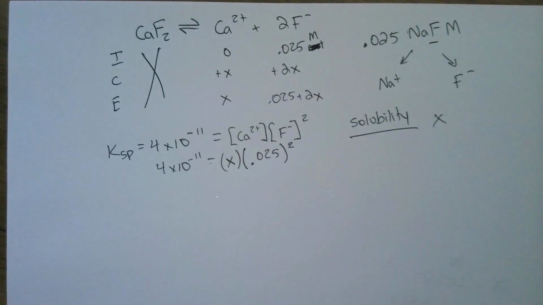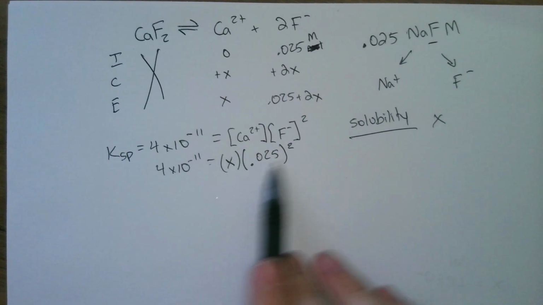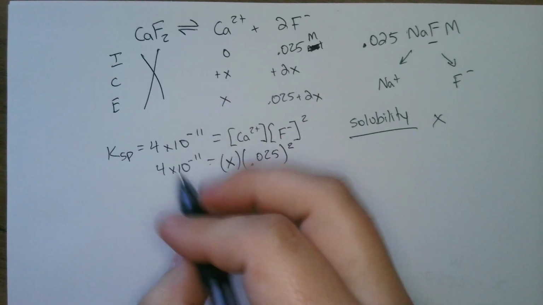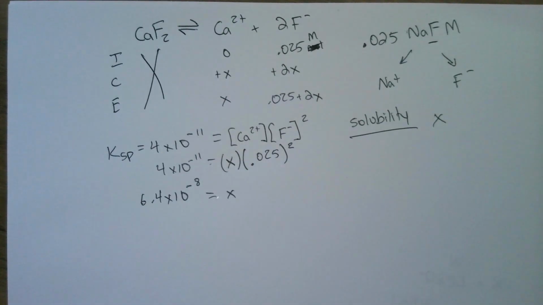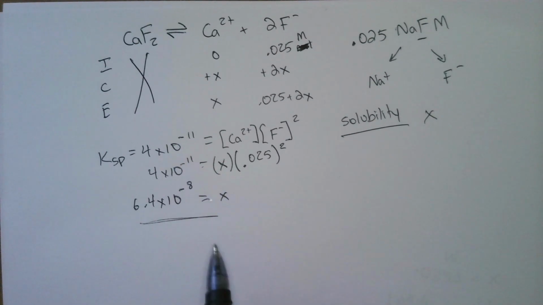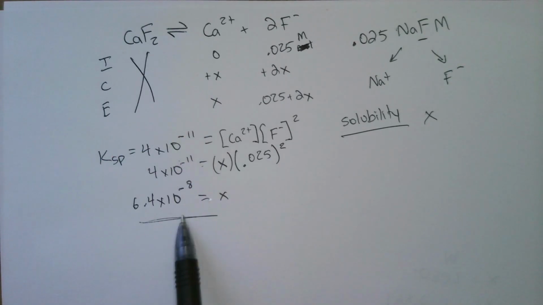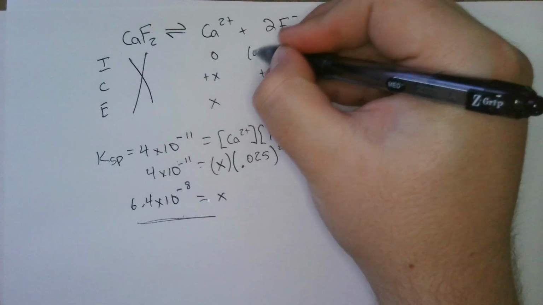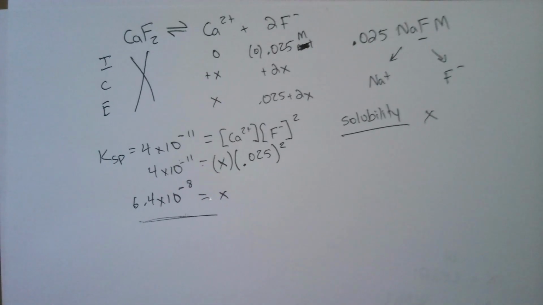Don't forget to square. Okay. I'm going to square this number, divide this by that number squared, and get x equals very small number, 6.4 times 10 to the minus 8. Okay, that is your answer. That is how much of this salt will dissolve, which is very, very small. If you'd like, you could do this problem starting with 0 here and see how much more will dissolve, and it'll be a pretty significant amount.